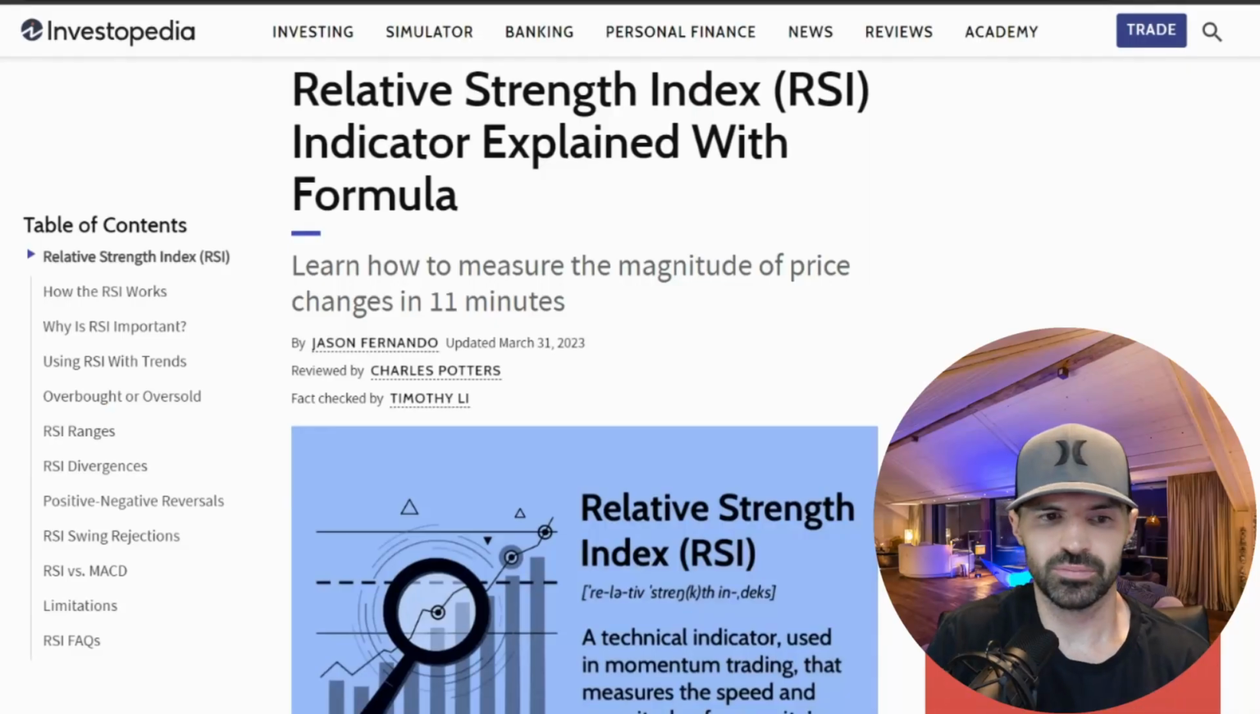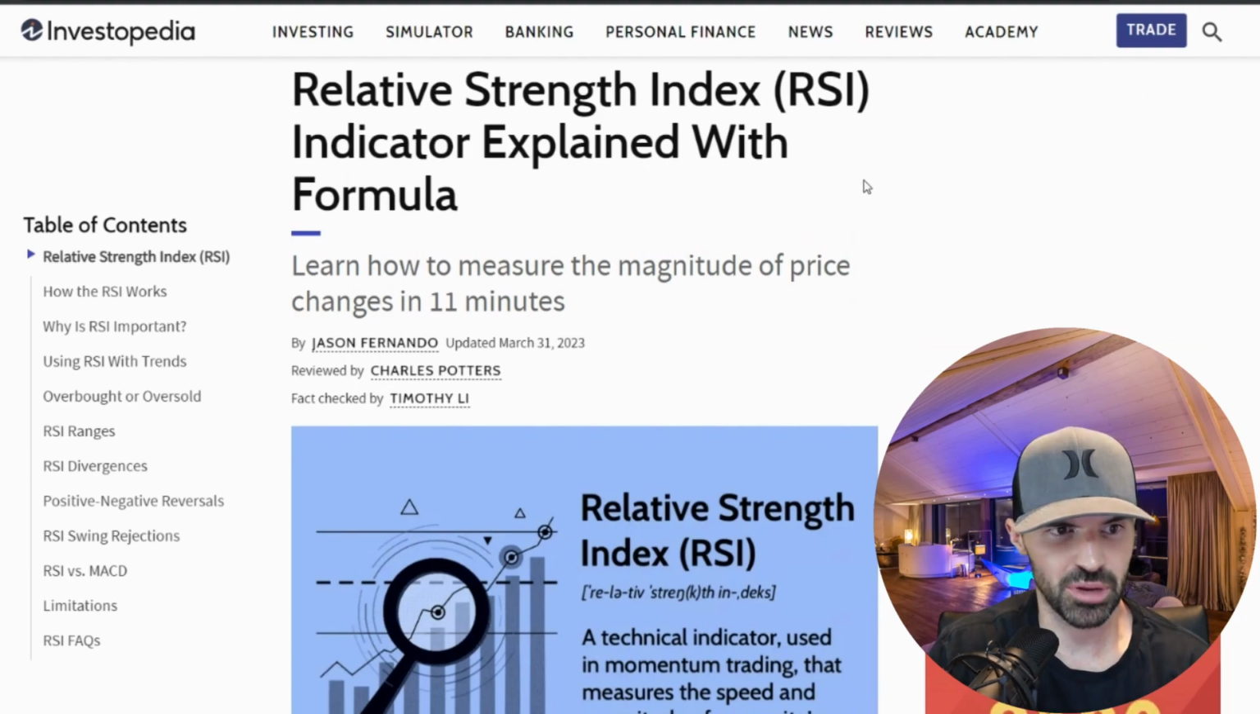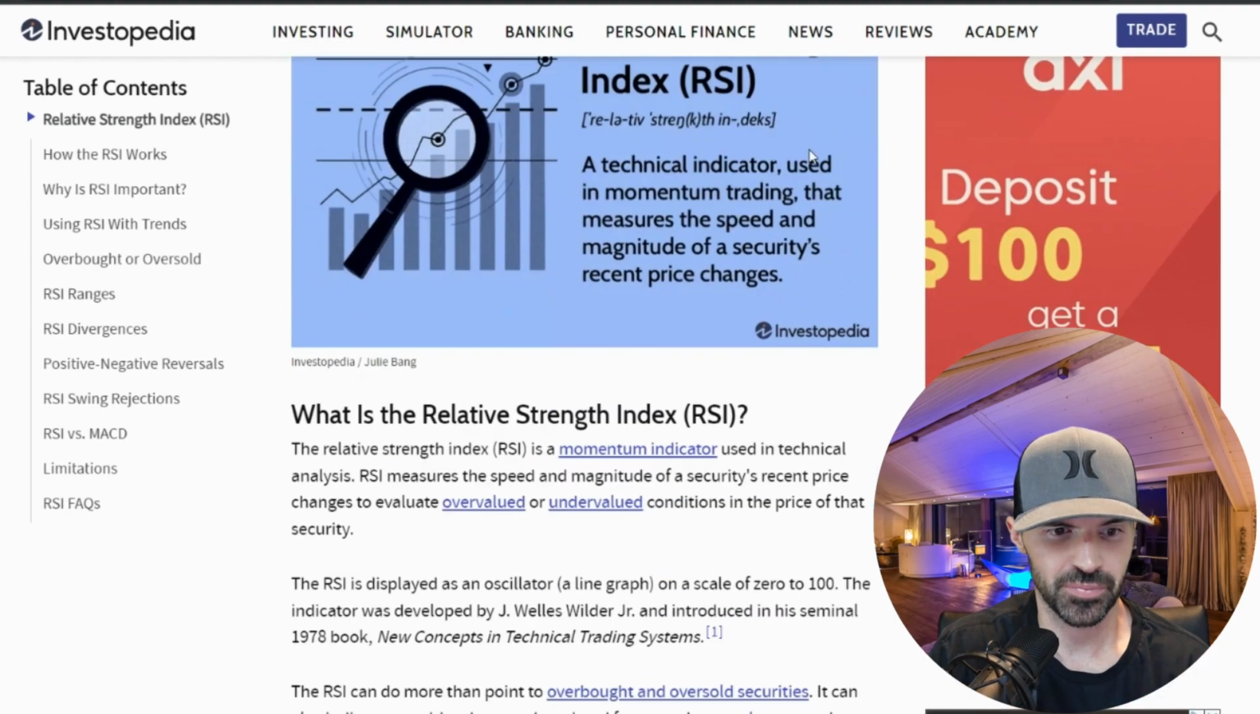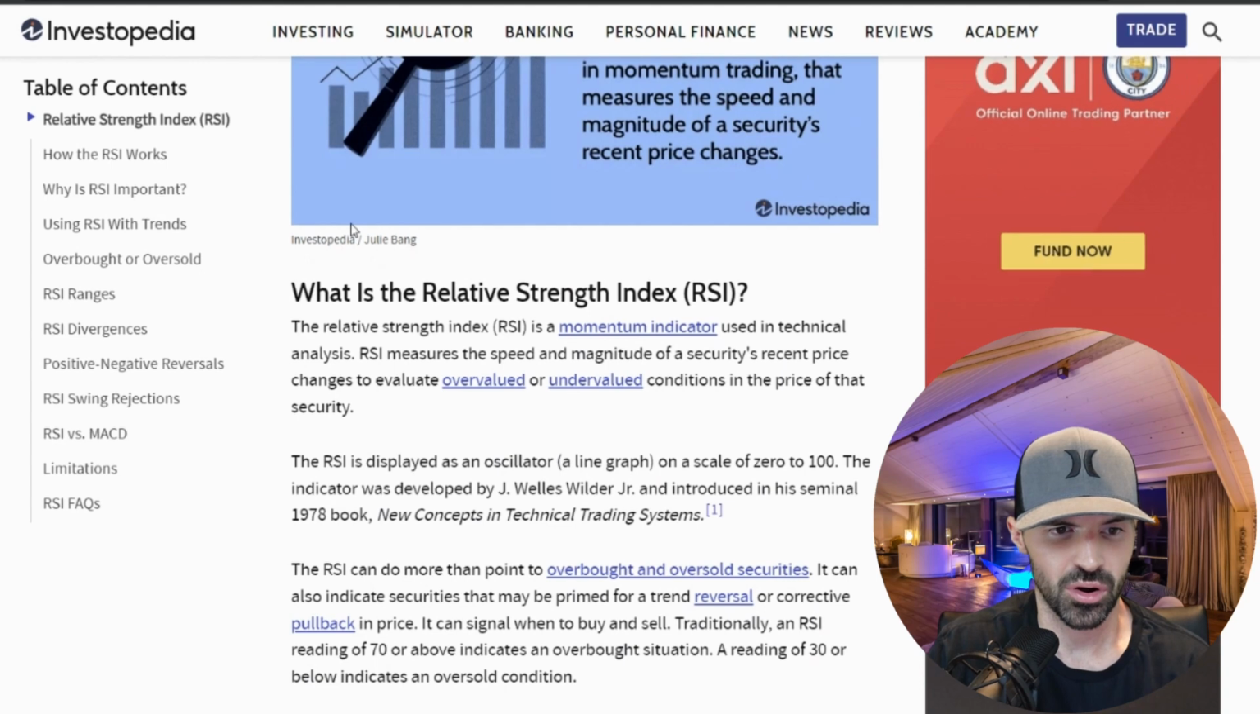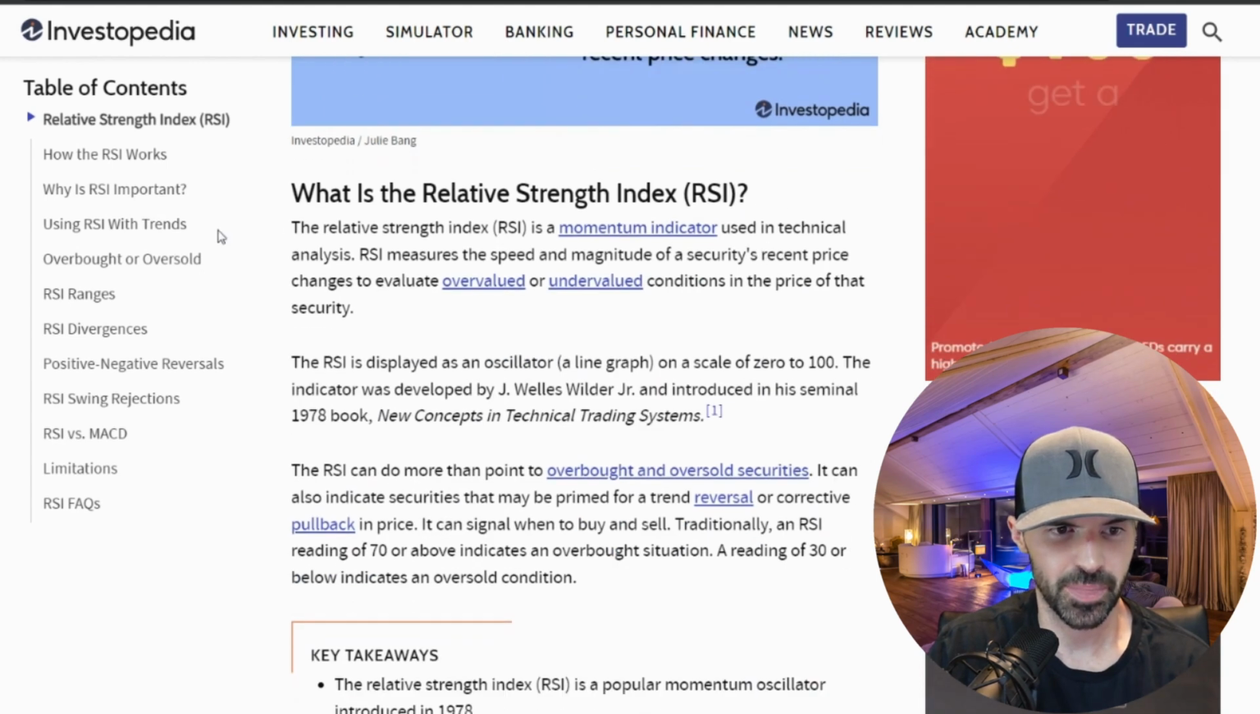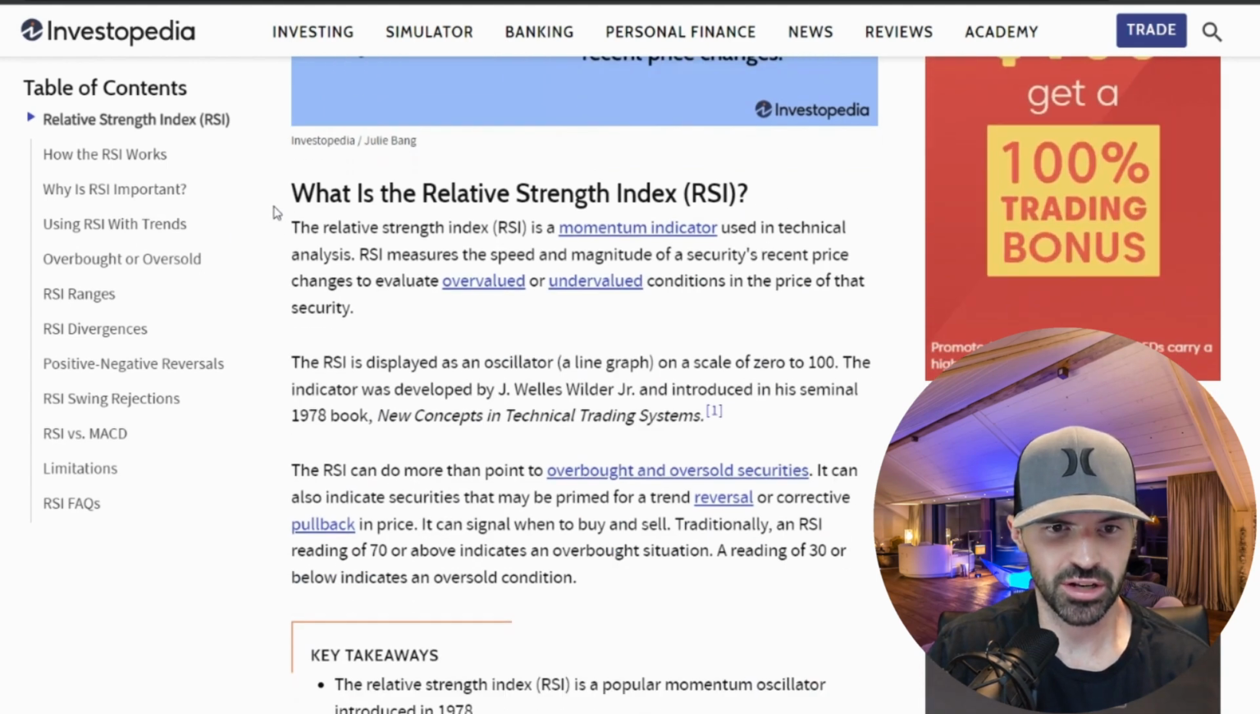So this is the 7th episode of the trading series, and in today's episode I'm going to go over the RSI indicator. RSI stands for Relative Strength Index. As you can see here, I'm back on Investopedia, and we'll just go through what it says here. What is a relative strength index?